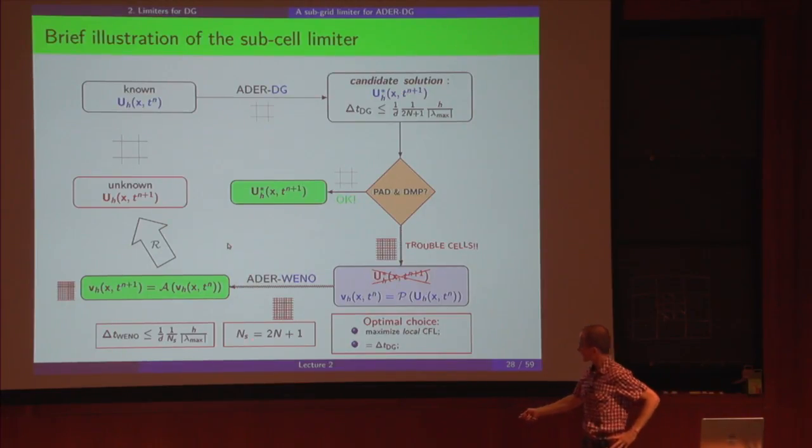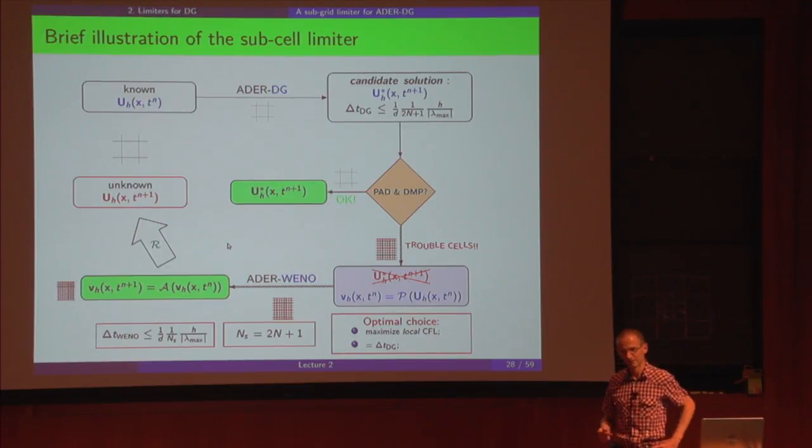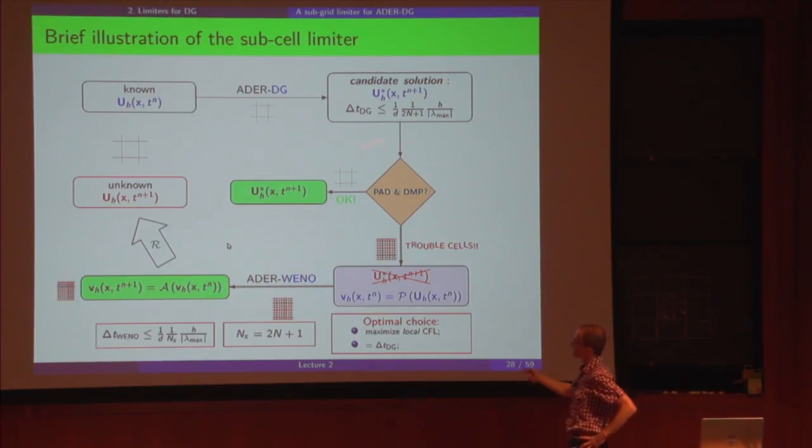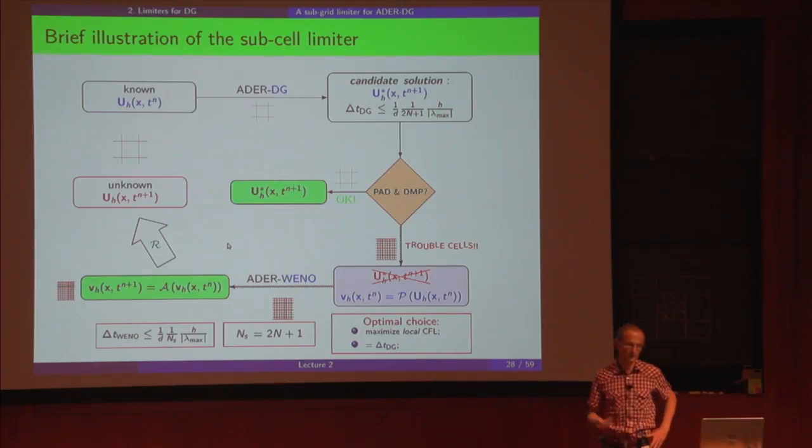A comment about the choice of the number of cells in the subgrid. As I said, it must be at least N plus 1, because the discontinuous Galerkin polynomial contains N plus 1 coefficients along each direction. But it is better to choose 2N plus 1, because the two CFL conditions are different for finite volume and discontinuous Galerkin. So if you want to have the matching between the time steps, it's better to have a number of cells which is 2N plus 1.